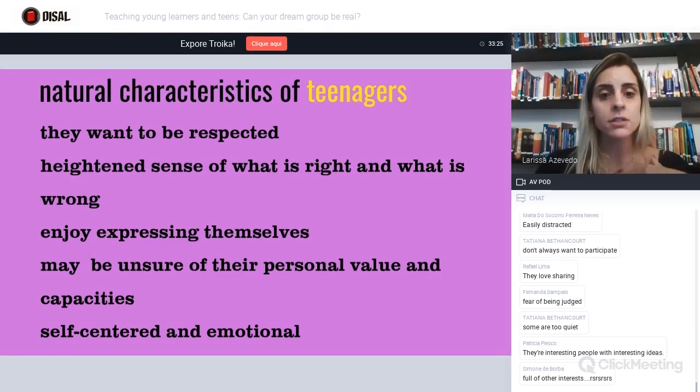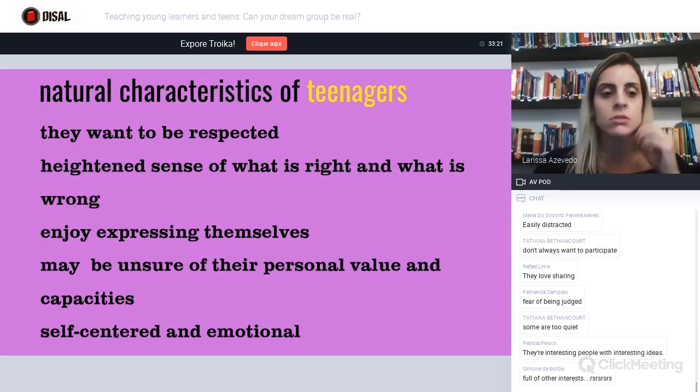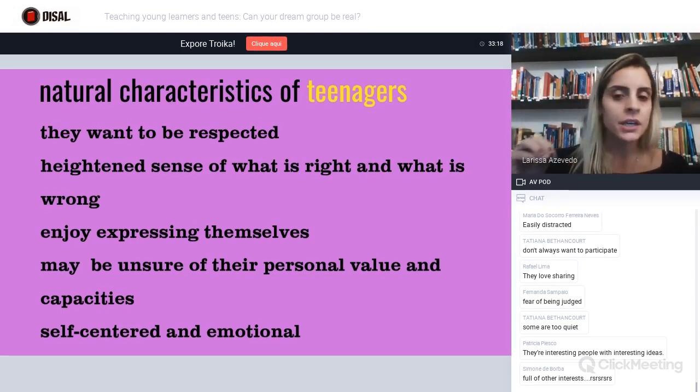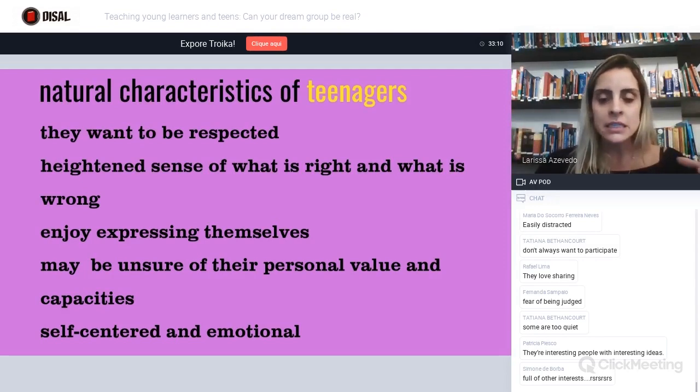Teenagers may be unsure of their personal value and capacities. Again, it's a period of confusion. A lot of insecurity and uncertainty comes in. They're not sure about their intelligence. They even question their intelligence and their abilities.